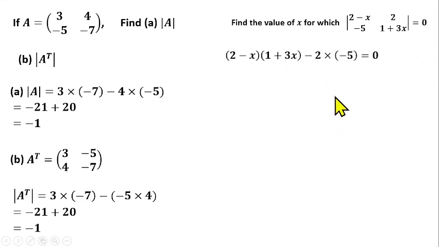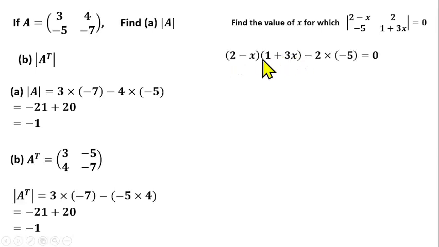So how do we go about it? Of course, the same thing: you cross multiply like you have been doing before, and then you subtract. So 2 minus x multiplied by 1 plus 3x, and you know the reason why I put them in brackets. Then minus 2 times minus 5 equals what? This 0 here. So that is, find the determinant of this matrix, then equate it to 0, which is what you have here.